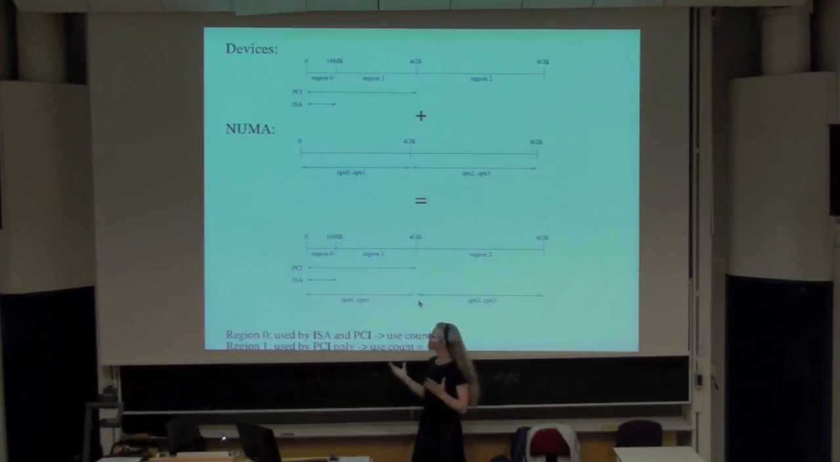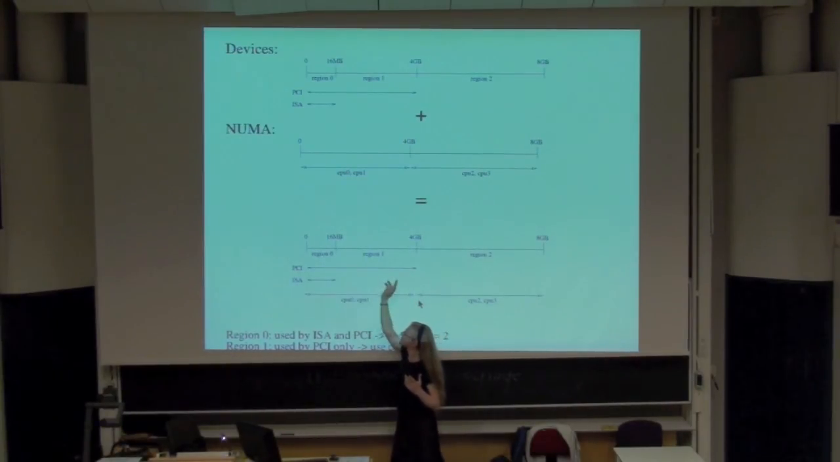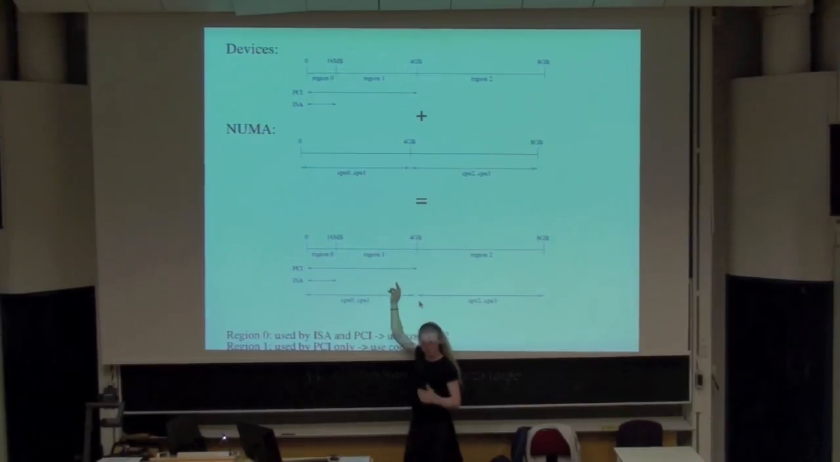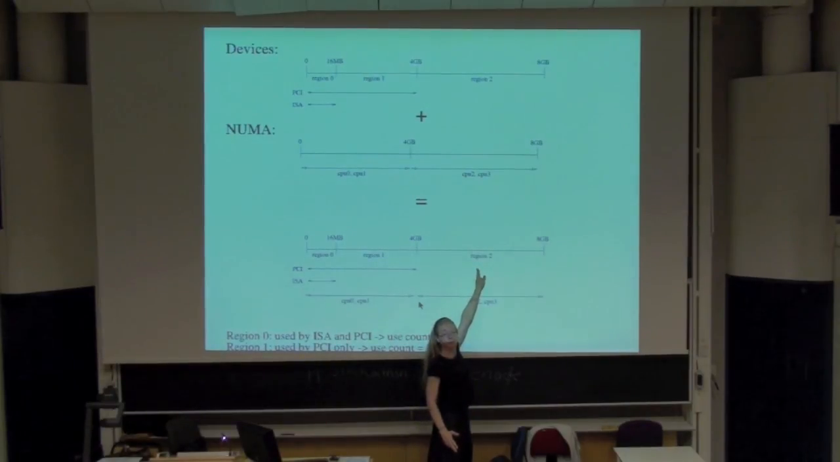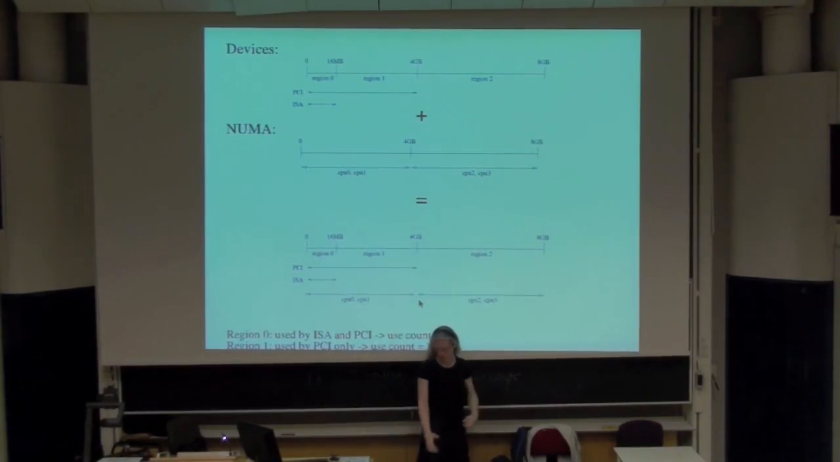So when a device needs memory, it will get it from a region that it can handle. And when we want user space memory, we prefer it from this region, because there it will not interfere with the devices.